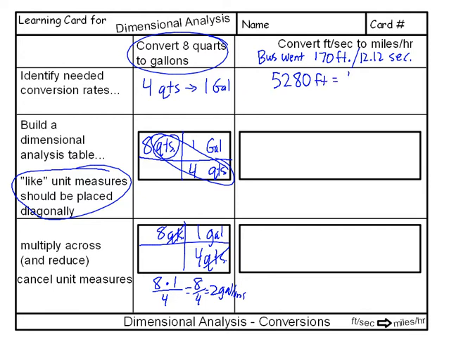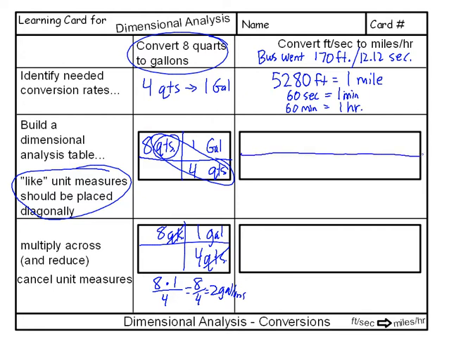5,280 feet are in 1 mile. Generally, these would be given to you. Your teacher can tell you whether you would or wouldn't. 60 seconds are in 1 minute. And then 60 minutes, of course, you know, are in 1 hour. All right, so those are all the conversions that we're actually going to need to do this.